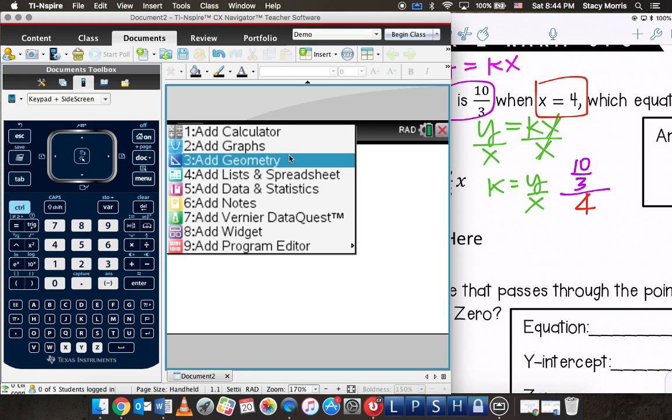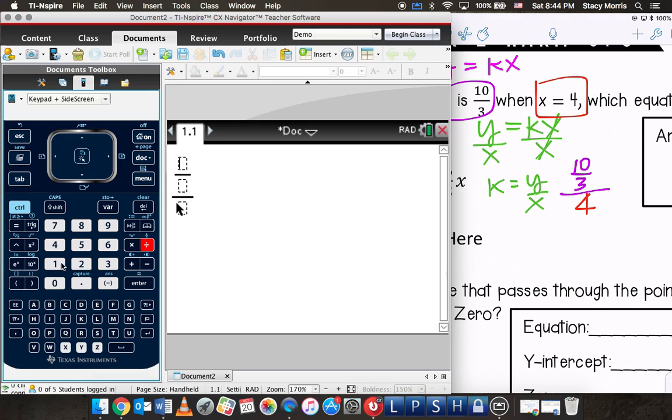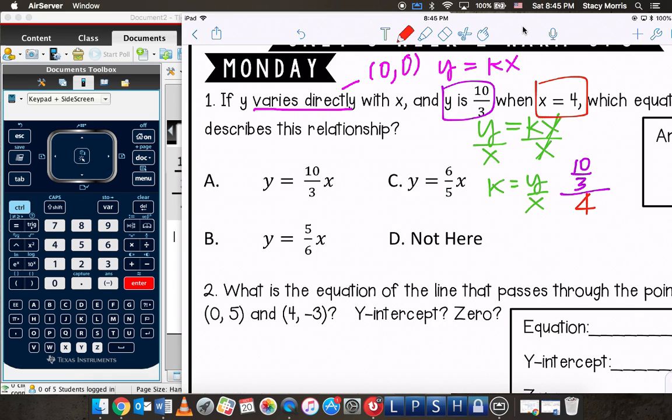So I would do a new document, add a calculator. We practiced this last week on Friday. So we would do control divide to get the fraction bar. And then I need a fraction in my numerator, so I'm going to do control divide again so that I can put 10 thirds all in the numerator. So 10 thirds divided by 4, enter. So 5/6 is my k value. I'm going to write on my paper that k equals 5/6.